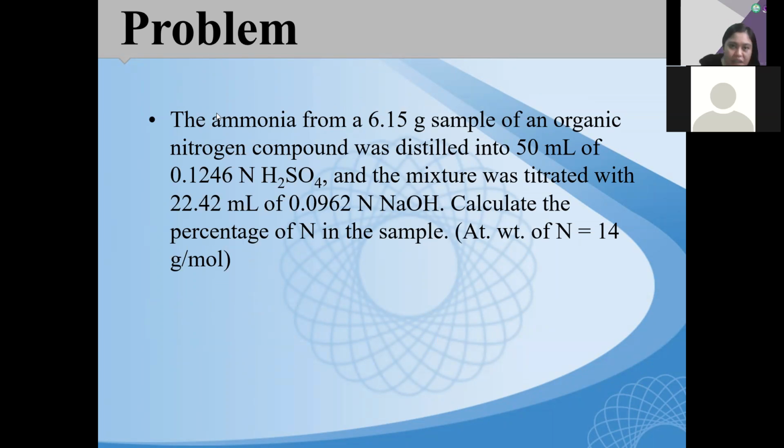So we have here the ammonia from a 6.15 grams sample of an organic nitrogen compound was distilled into 50 ml of 0.1246 normal sulfuric acid, and the mixture was titrated with 22.42 ml of 0.0962 normal sodium hydroxide. So calculate the percentage of nitrogen in the sample.